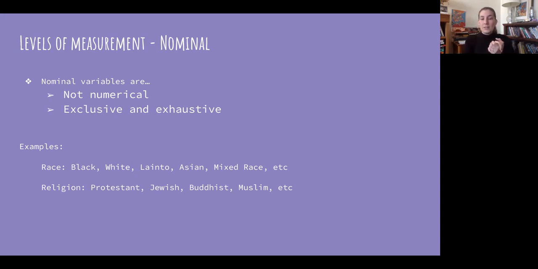Okay, religion is another example. If you ask the survey question that says, what is your religion? And the options were Protestant, Jewish, Buddhist, Muslim, etc.